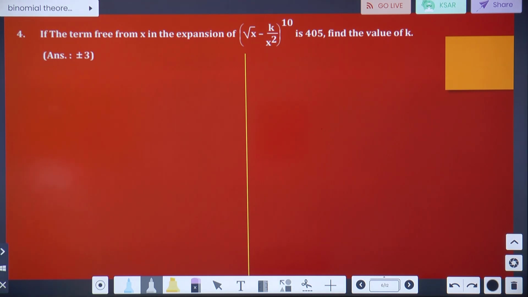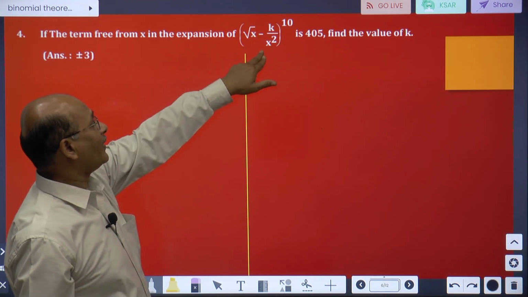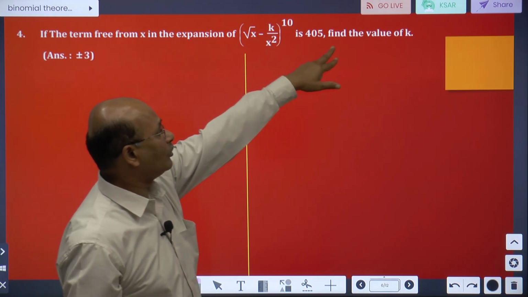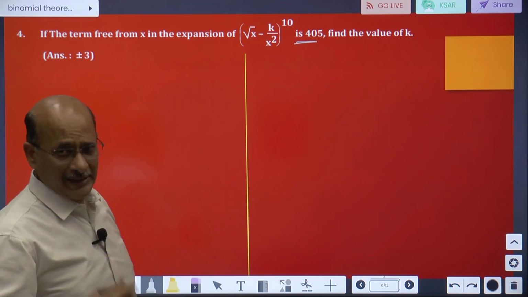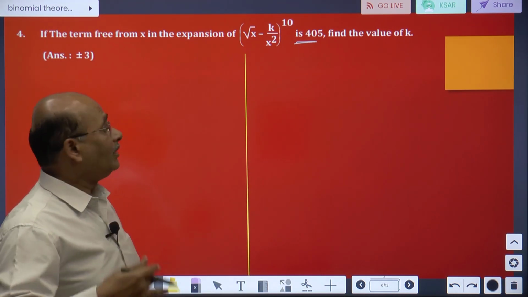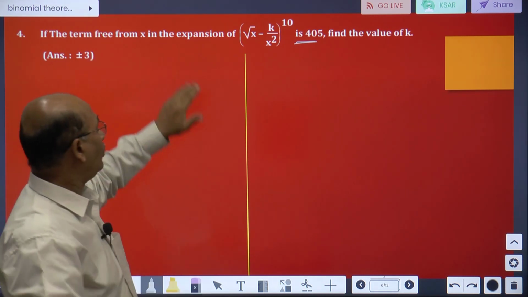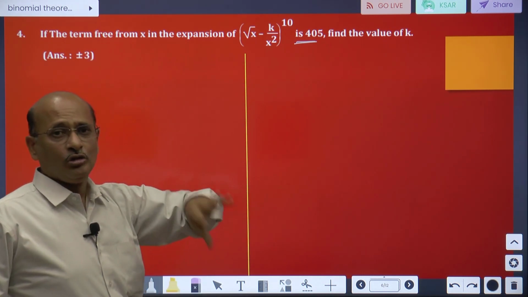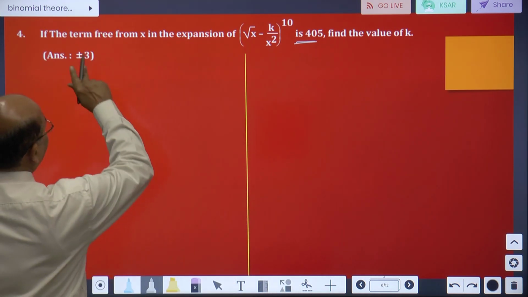If the term free of x in the expansion of (root x minus k upon x squared) raised to 10 is 405, that is, the term independent of x, free from x, meaning x raised to 0. So remember, you first need to find the location r. Okay, so let us find r first.